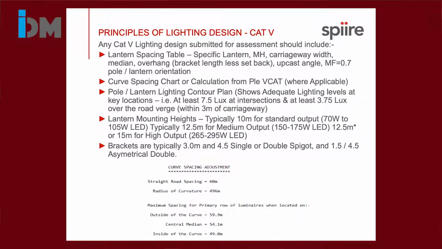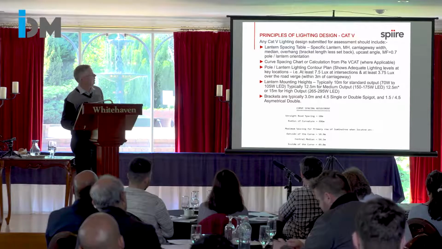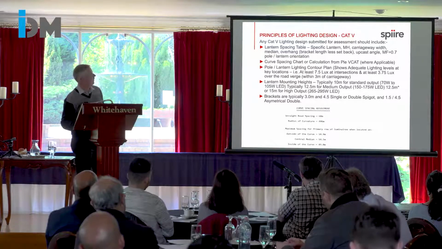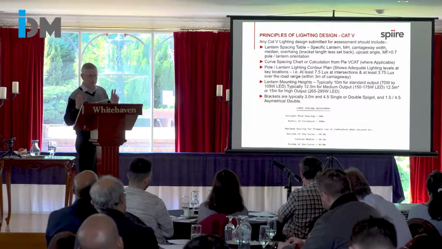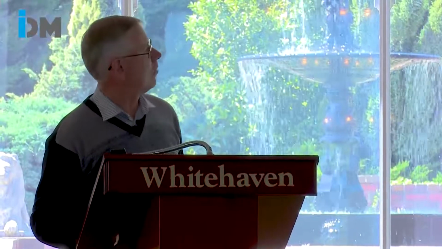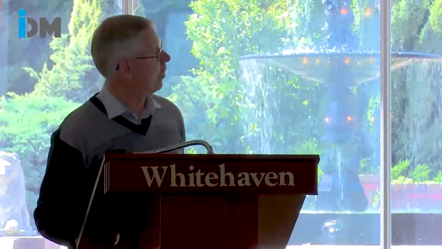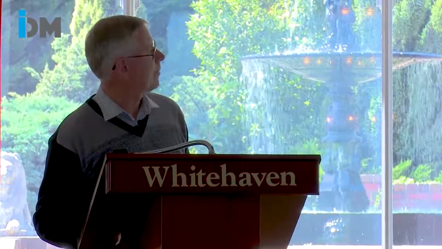Pole and lantern lighting contour plans, which show adequate lighting at key locations, going back to those areas where we were talking about 7.5 lux being required in certain areas, or a minimum of 7.5 lux. And in this case, 3.75 lux over the road verge, which is that 50% requirement on the lead up to the road verge or nature strip up to the road carriageway itself.